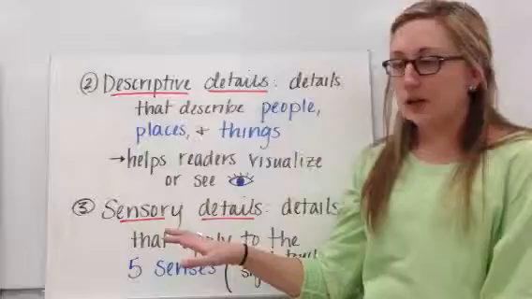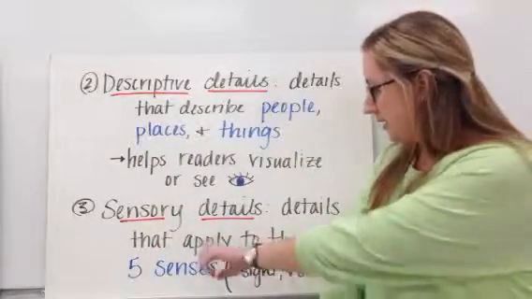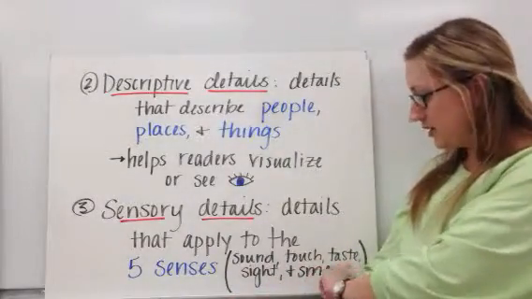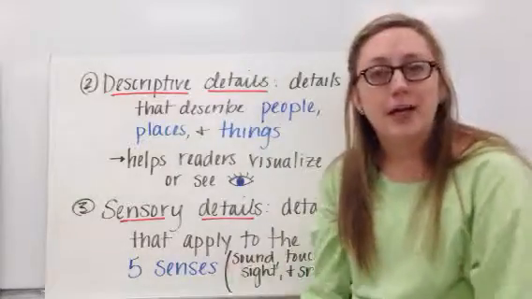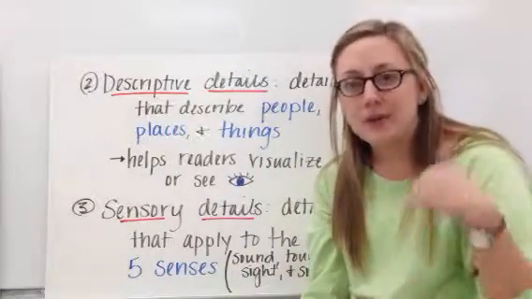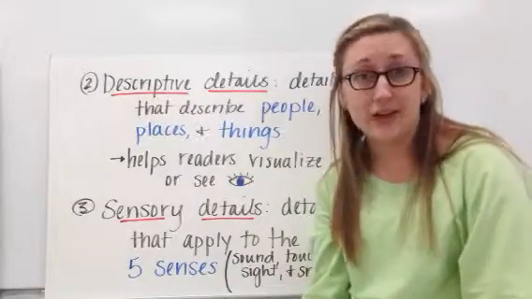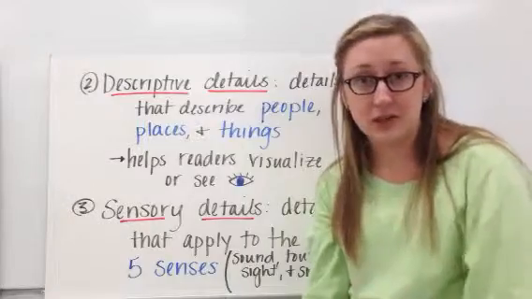The third thing we're going to look at are your sensory details. These are details that apply to the 5 senses, and remember that those are sound, touch, taste, sight, and smell. So if you were eating in a bakery, I should be able to smell and taste that bread in my mouth. If you are standing in a landfill, I should be able to smell it and see all of the junk that's surrounding you.